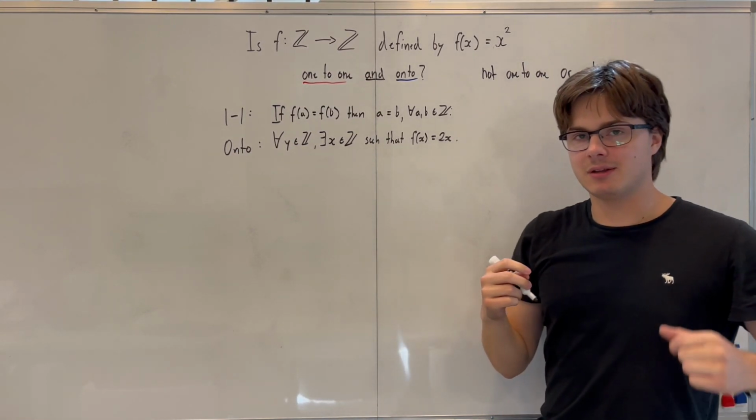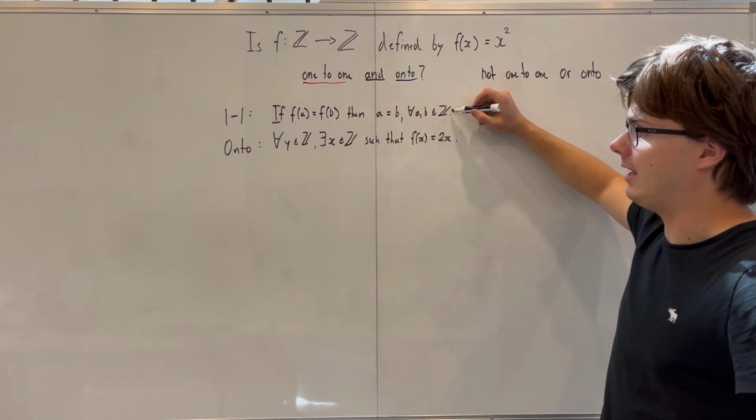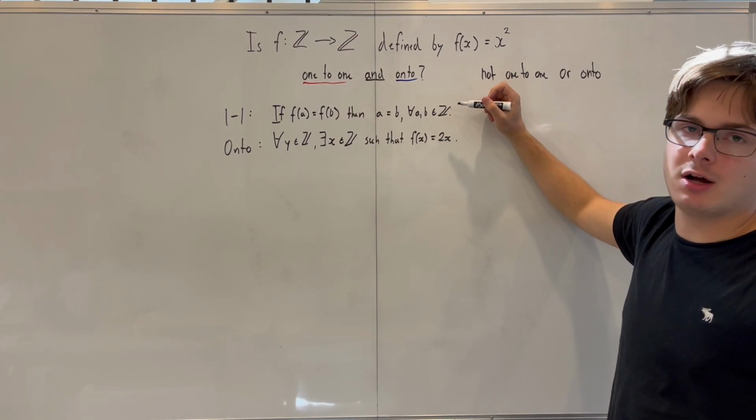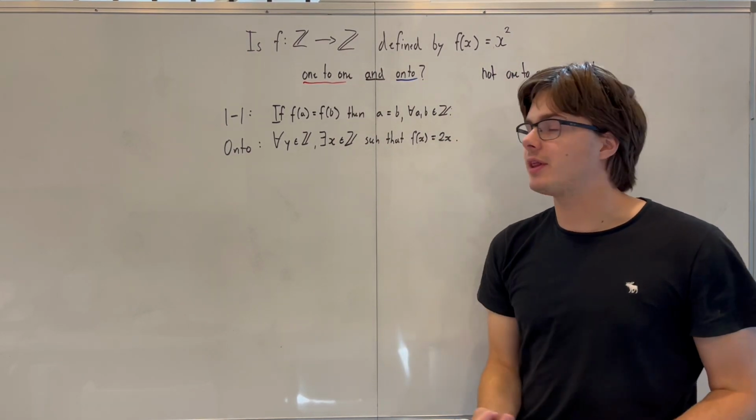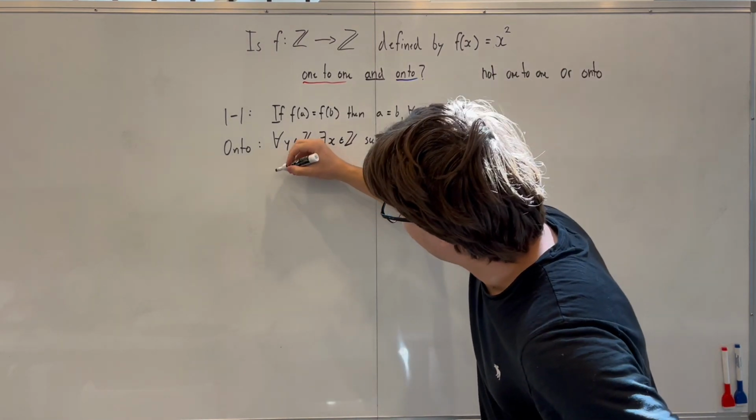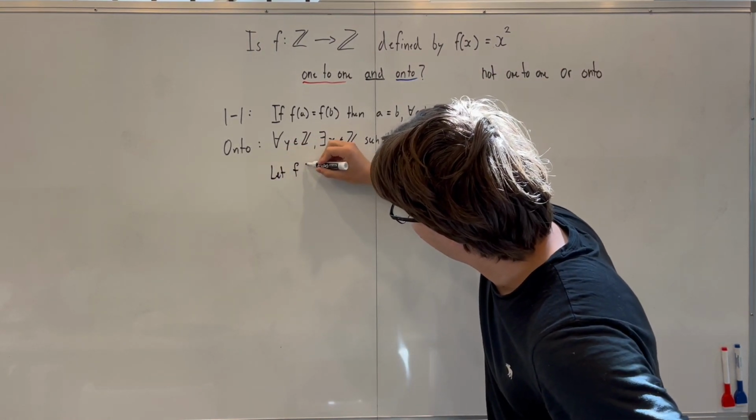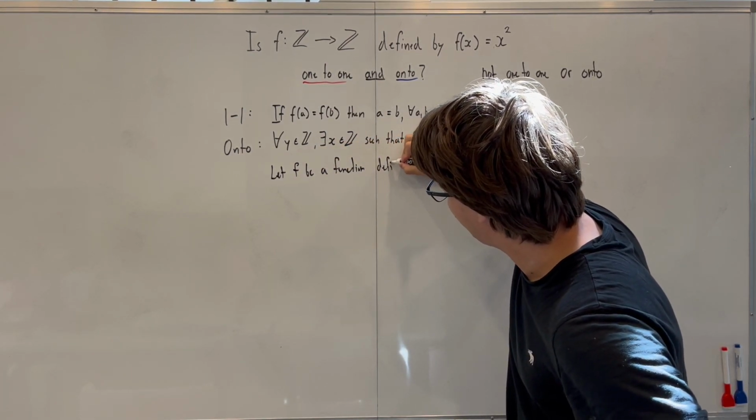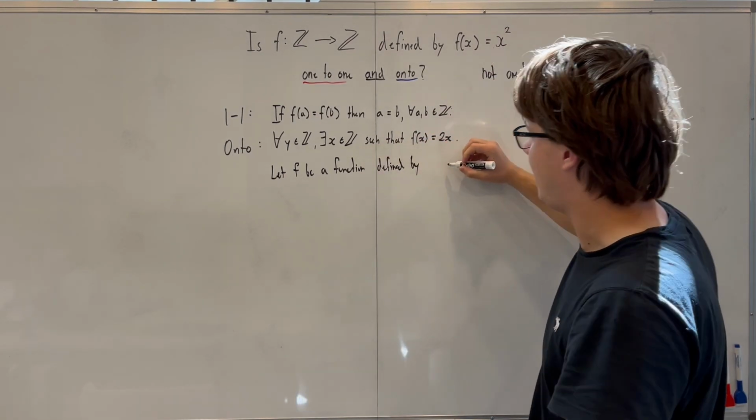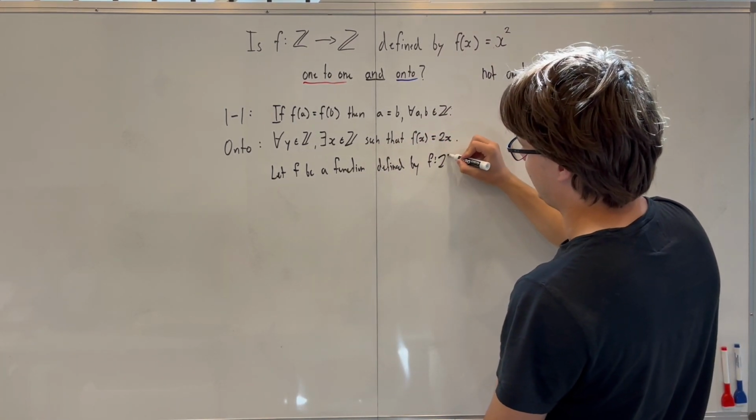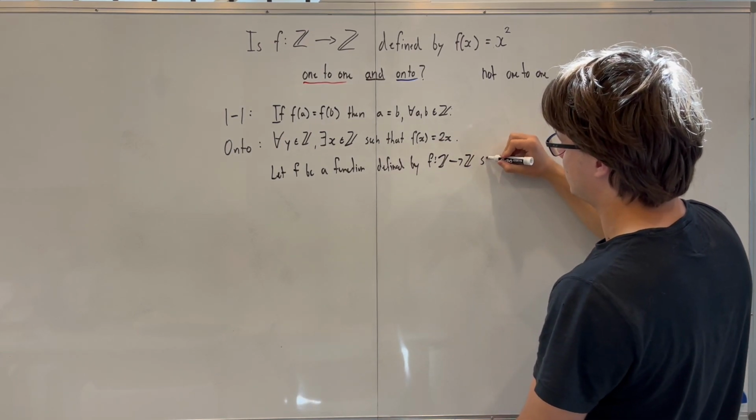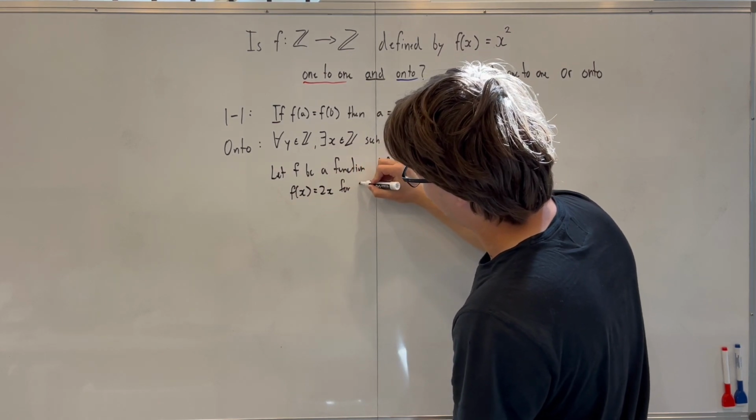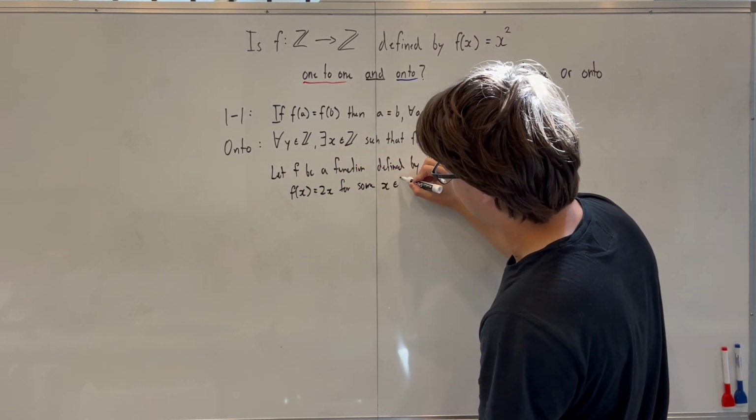But that's going to be a little too simple because all you have to do is just prove, okay, you can either show the example of it not being 1 to 1, or you can just write down the example of it not being onto. I'm going to do both just so you can see what that would look like. So let's start. We can say that let f be a function defined by f from the integers to the integers. So f of x is equal to 2x for some x in the integers.